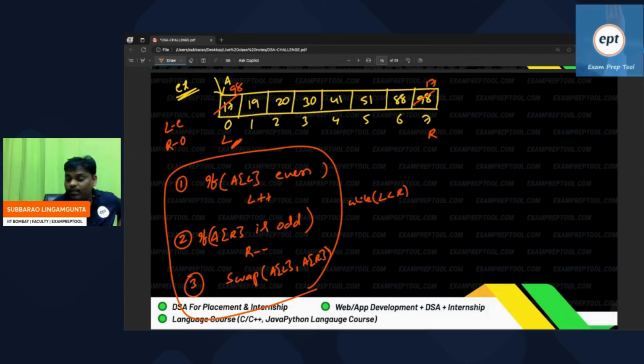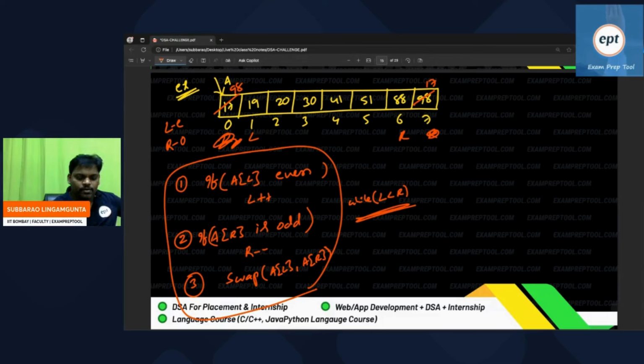If A of L is even, you have to keep incrementing. If A of R is odd, you have to keep decrementing. You do this until the condition happens. Now once again, let me continue. L came here after completion of this, and R will come here after swapping is over as usual. Now see the answer.